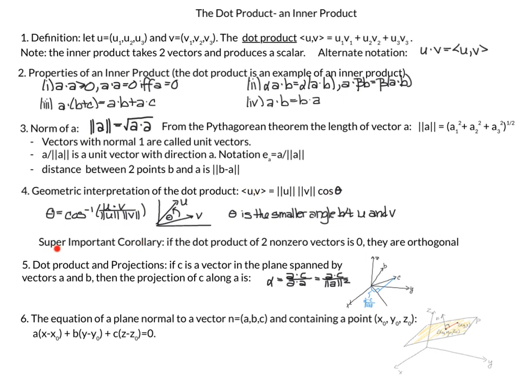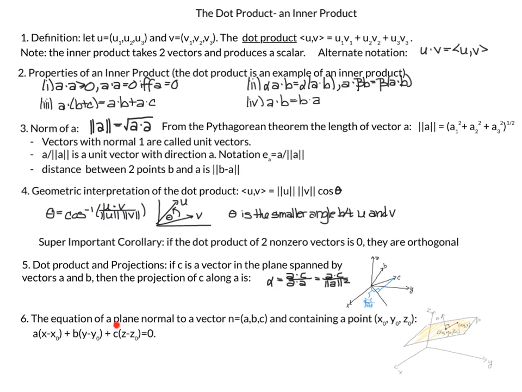And then we have this super important corollary that the dot product of two non-zero vectors is 0 if and only if they are orthogonal. Because if the dot product is 0, and if the vectors are non-zero, in other words, the norm of U and norm of V are not equal to 0, that must mean cosine of theta is equal to 0, and that happens when theta is equal to 90 degrees, which means the vectors are orthogonal. We used the dot product and we found the projection. We talked about the projection, which is an application of the dot product.